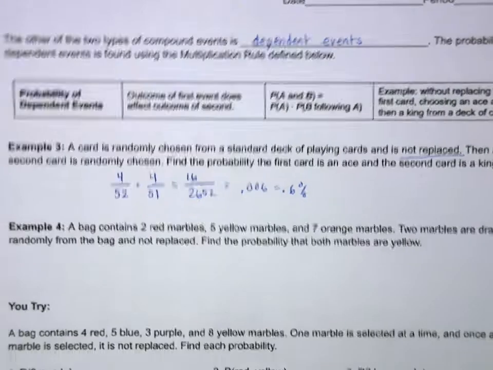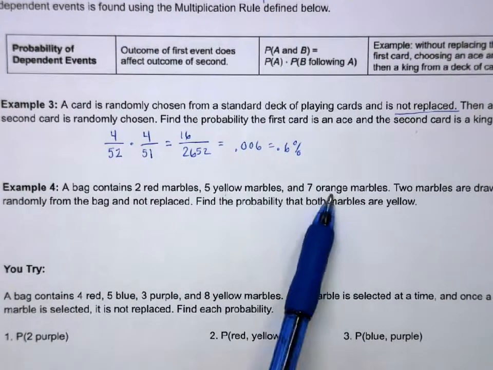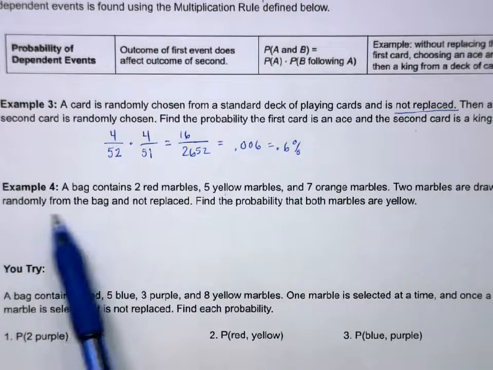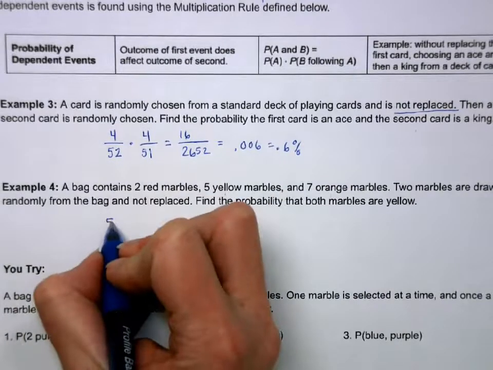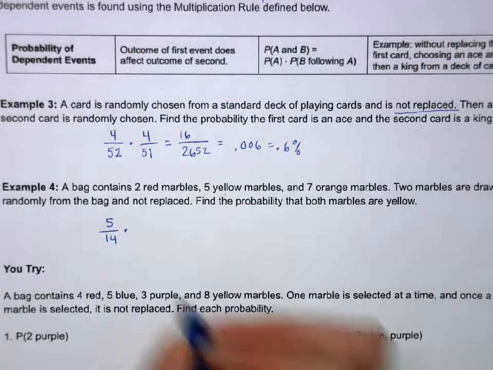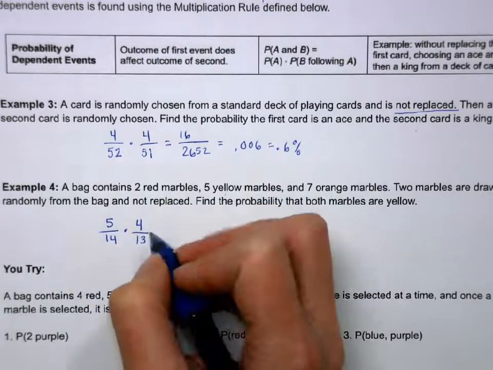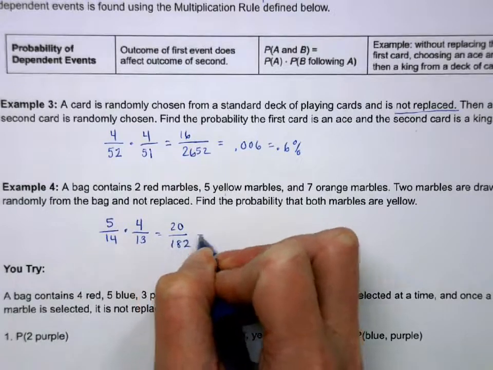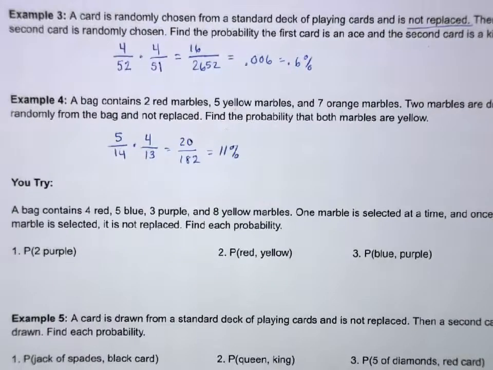Okay. Next one, a bag contains 2 red marbles, 5 yellow, and 7 orange marbles. That's a total of 14. 2 marbles are drawn from the bag and not replaced. Find the probability that both are yellow. So we start off with 5 out of the 14 are yellow. Well, now I only have 4 yellows and I only have 13 marbles. So this is 20 over 182, which is about 11%. So you go ahead and try the next one.